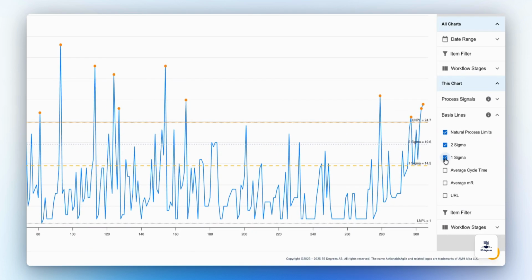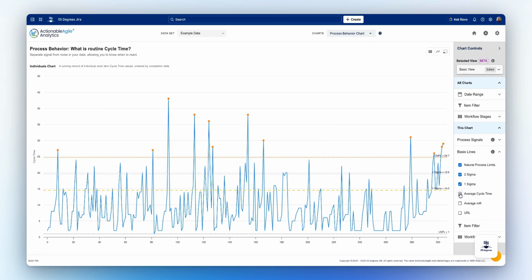Next, we have the 1 sigma line, as it is 1/3 of the UNPL. As before, if you notice 4 out of any 5 consecutive points being below the UNPL, but above the 1 sigma line, this could indicate that there has been a notable, prolonged shift in your process, which may require attention if it were to continue. This shift would be highlighted by the moderate, sustained process signal.